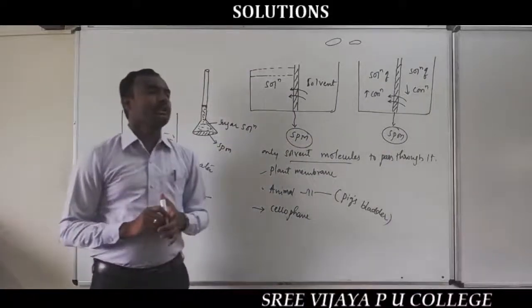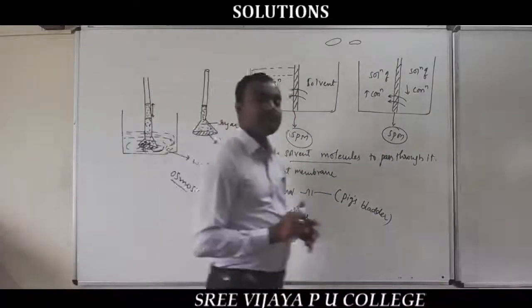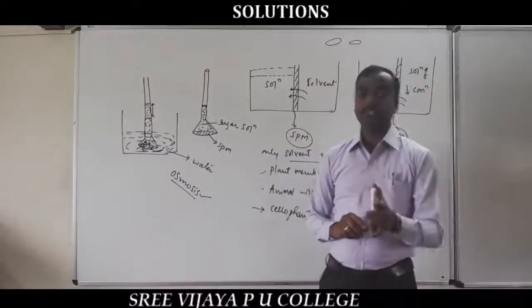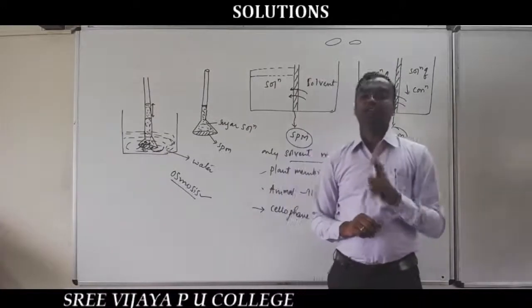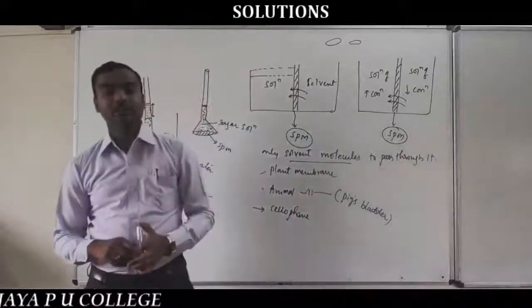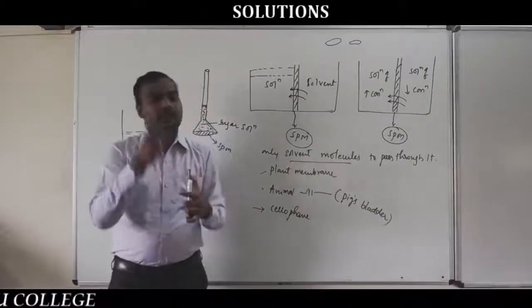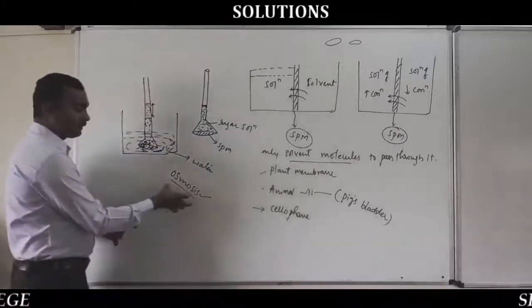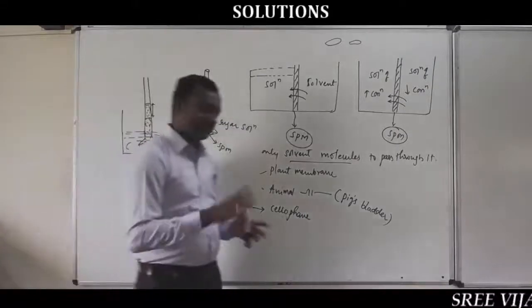And one more important example: preservation of meat for a long time by adding sugar and salt, and preservation of fruits by adding sugar. So preservation happens only because of osmosis. That is one of the best examples of a natural process.